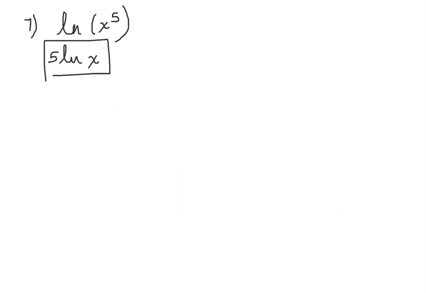Number 7, now we are going to use the power property. So it's going to be ln x to the power 5. You have to bring the power to the front. So it's going to be 5 times ln x. And then number 8, ln e to the 5. So the base is different here. So it's going to be 5 ln e. We know that for ln the base is e, so ln e is going to be 1. So the answer is just 5.